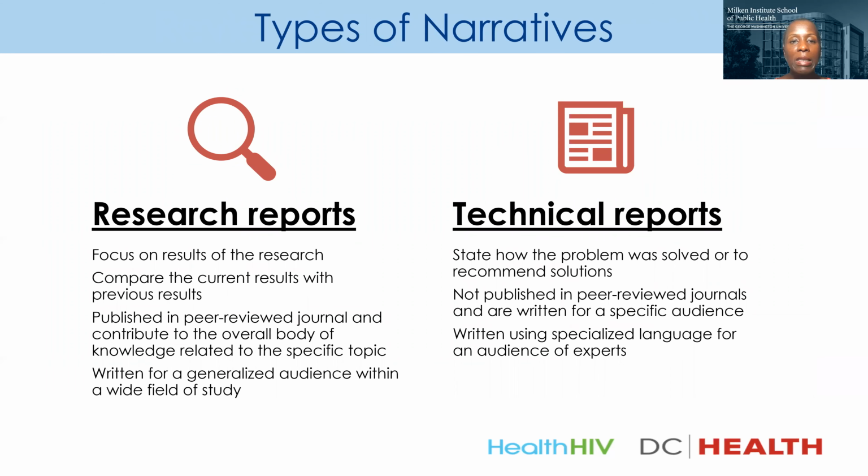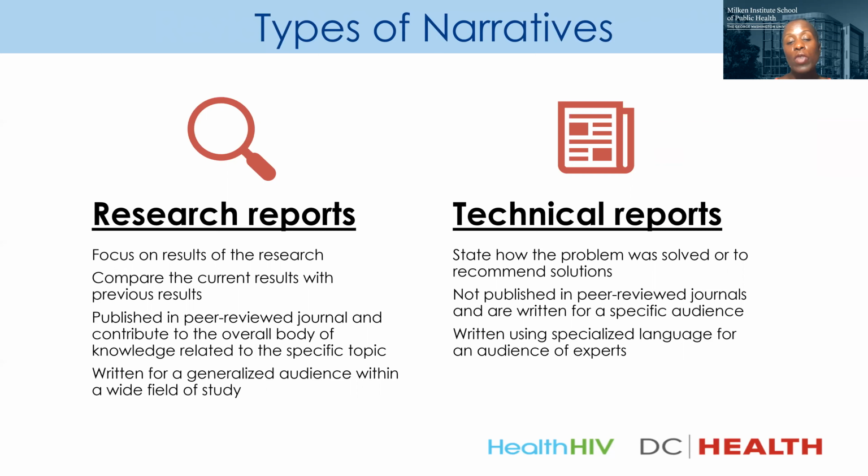So there are two main types of narratives. At the university level, we typically use research reports. Those are the narratives that we focus on. They really hone in on the results of the research. It compares the current results with the previous results. They're published in peer-reviewed journal articles and contribute to the overall body of knowledge related to that specific topic.